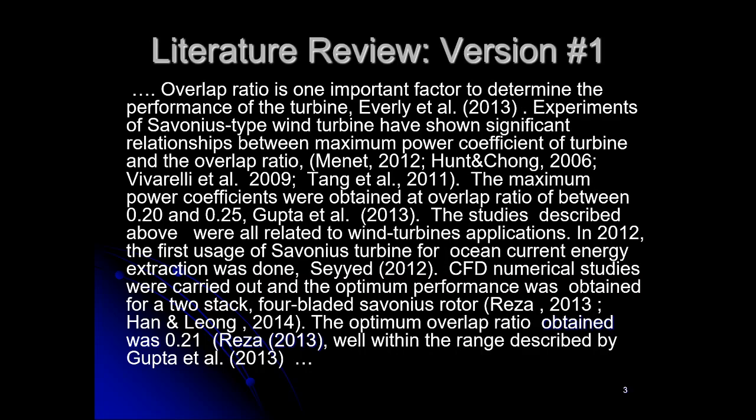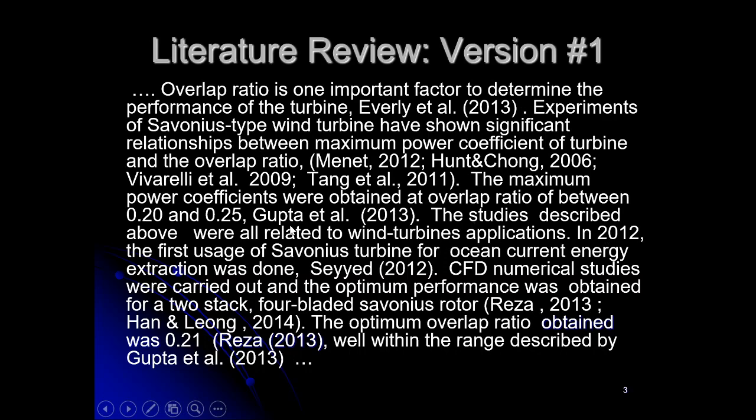The CFD numerical studies were carried out and the optimum performance was obtained for a two-stack four-bladed Savonius rotor, Reza 2013 and Han and Leong 2014. The optimum overlap ratio obtained was 0.21, Reza 2013, well within the range described by Gupta et al. 2013. So you can see here, it's very difficult to see which part of the facts are taken. Take for example, you can see this line here.